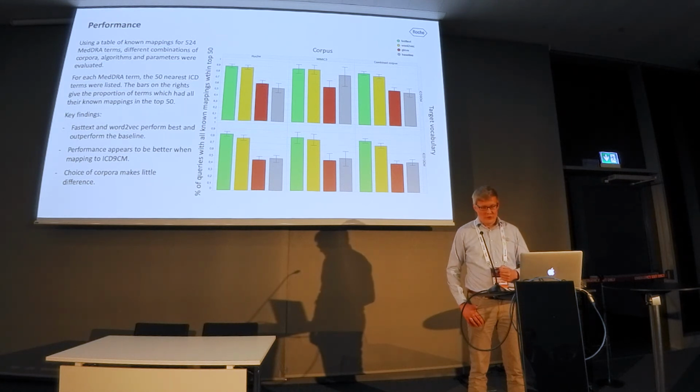Also interesting was that the choice of the corpus you use actually makes very little difference. As you can see, on the left you have the performance when you train the embeddings with the Roche corpus. In the middle, you have MIMIC-III. And on the right, you have the combined corpus, and performance is pretty much the same with all of them.